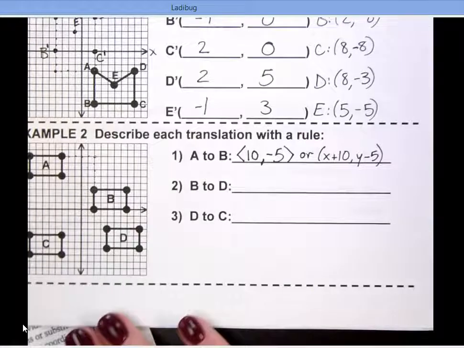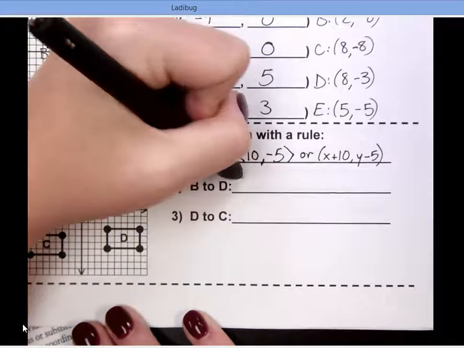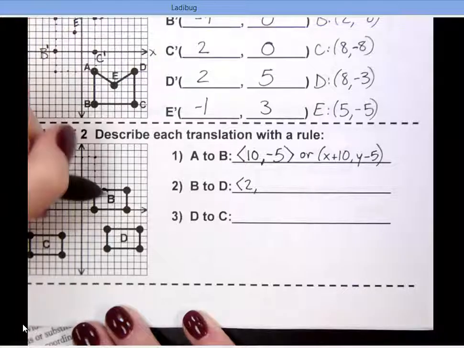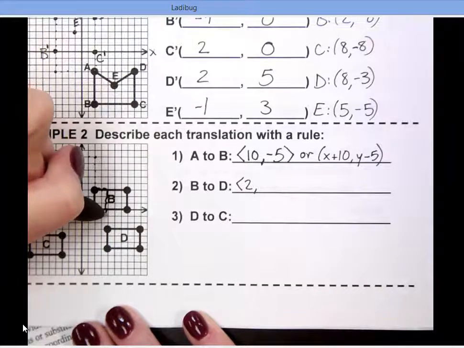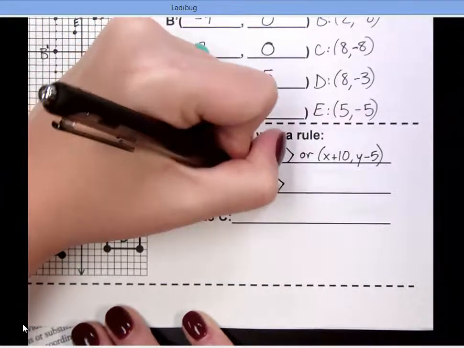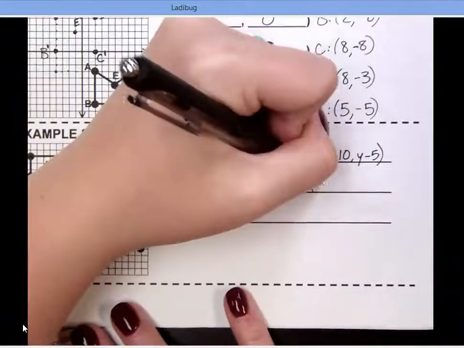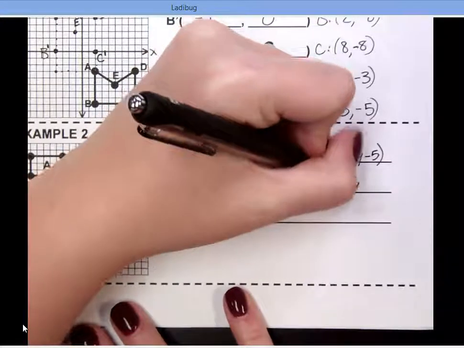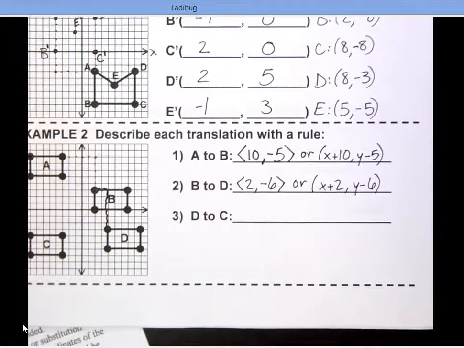Okay, let's go from B to D. The x value from B to D. So every single one I'm just going to start in the top left-hand corner. We add 2 to the x value, and then we're going to count down 1, 2, 3, 4, 5, 6, and we subtract 6 from the y value. So that also looks like x plus 2 and y minus 6 with parentheses. So these are the same thing.